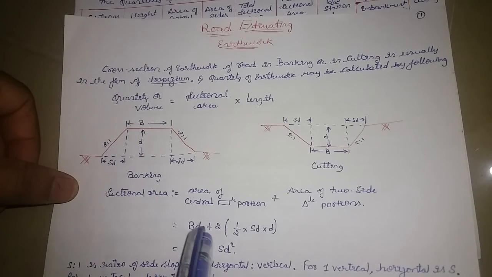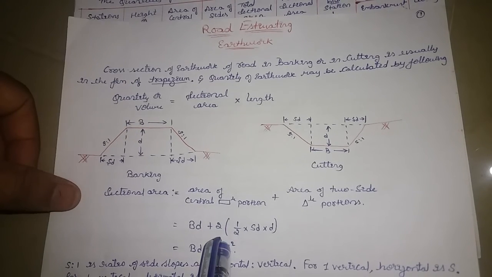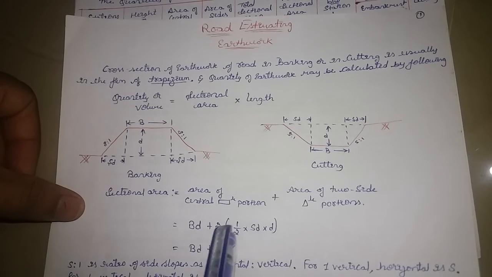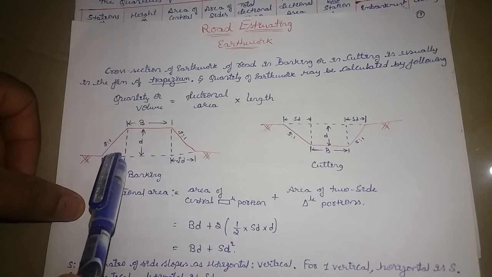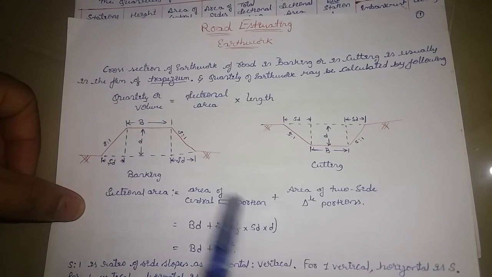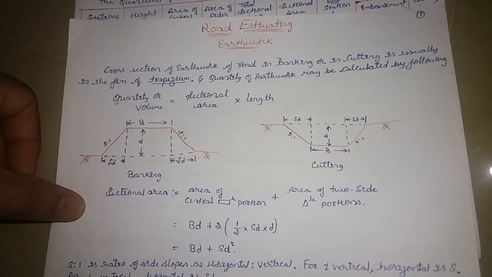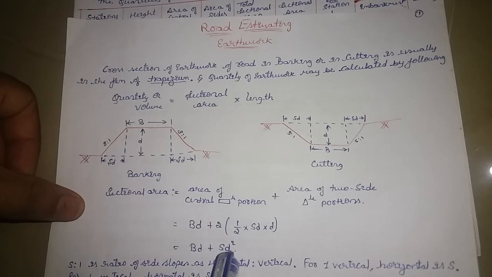So b into d will give b into d, plus 2 into the two side triangles, which we have written as the area of the triangle. This type of triangle area is half into sd into d. This distance is sd and this distance is d. So I calculate bd plus sd square.